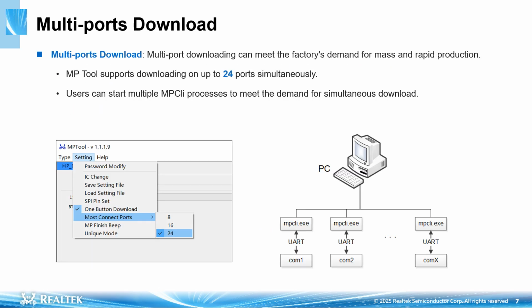Multiport download allows for simultaneous programming of multiple chips, enhancing production efficiency. MP Tool supports downloading up to 24 ports, and users can modify the maximum connection ports in the setting menu. Users can start multiple MP Client processes to meet the demand for simultaneous download.